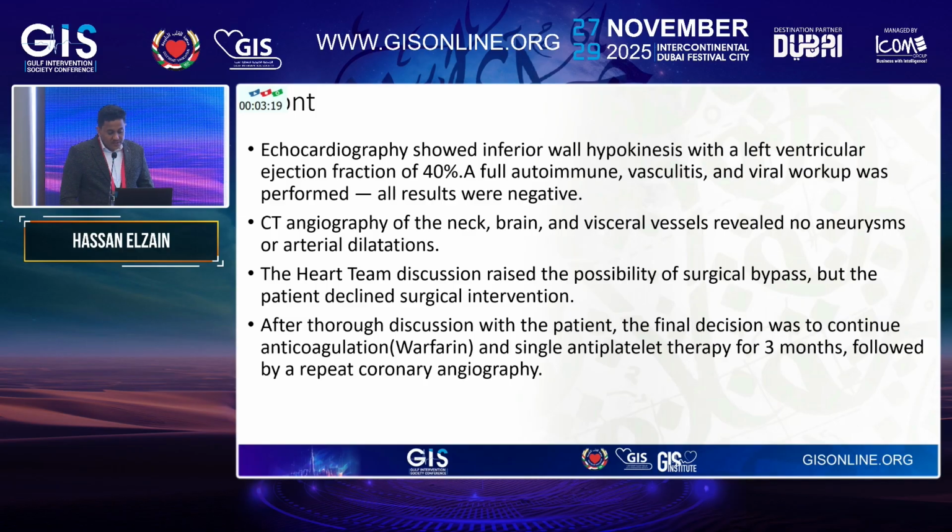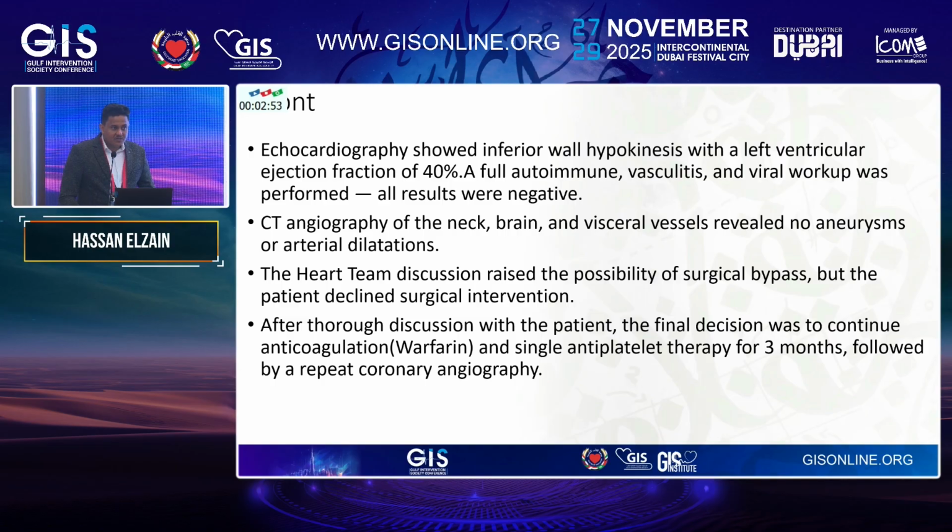So we did an echo later on. It showed that the ejection fraction is about 40%. For the possible underlying cause, we did autoimmune screening, full vasculitic screening, and viral workup. All results were negative. We did a CT angio for the neck, brain, and visceral vessels, which revealed no other aneurysm or arterial dilatation.